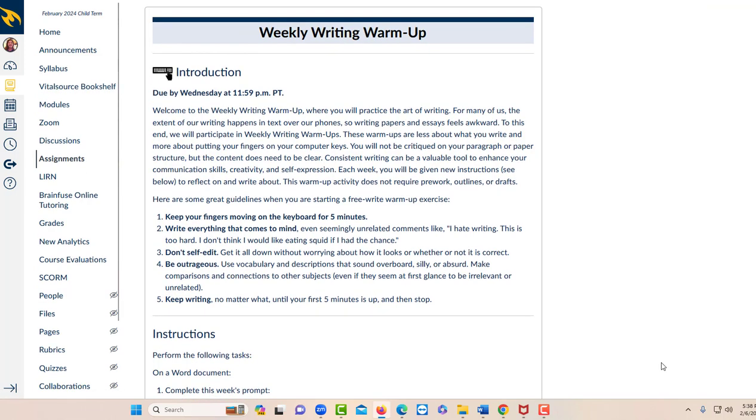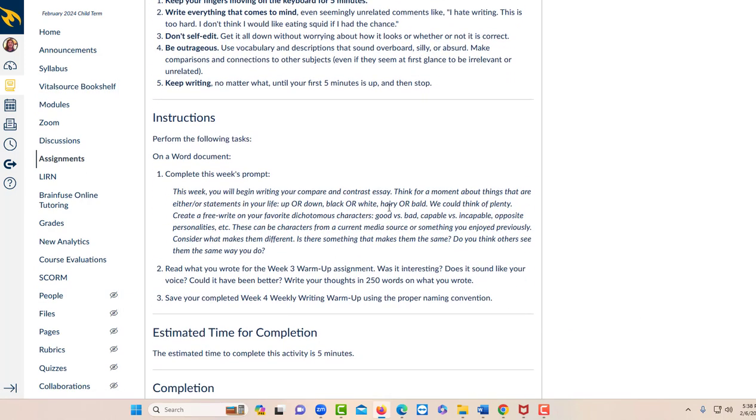Weekly writing warm-up. This week you will begin writing your compare and contrast essay. Think for a moment about things that are either-or statements in your life. Up or down, black or white, hairy or bald. We could think of plenty of things that use or. Create a free write on your favorite characters, good versus bad, capable versus incapable, opposite personalities. These can be characters from a current media source or something you enjoyed previously.